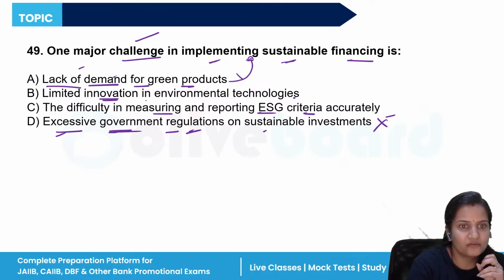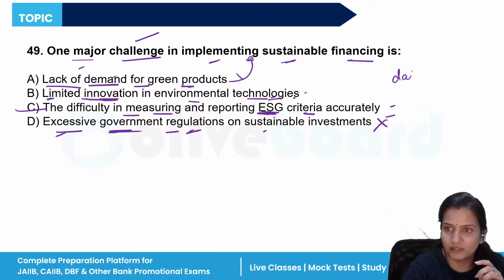Now, limited innovation in environmental technologies. If any innovation is being made on any particular activity or technology, then how will that be limited? That will not be limited. That will be entirely new for them. So one major challenge is the difficulty in measuring and reporting ESG criteria accurately.